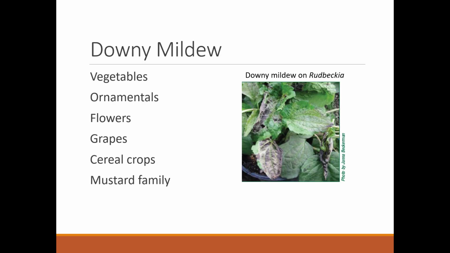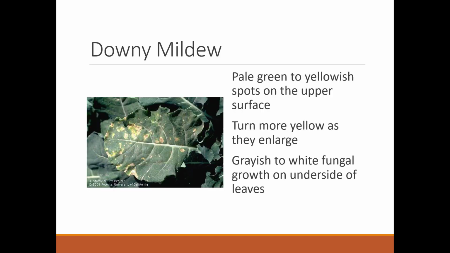Okay, downy mildew gets a number of things, but vegetables, ornamentals, flowers, grapes, cereal crops, and mustard family. Here we have it on Rudbeckia. So you get pale green to yellowish spots on the upper surface, and then they turn more yellow as they get larger. And then you have this grayish white fungal growth on the underside of the leaves. So this is something to consider when you're trying to decide whether you have powdery mildew or downy mildew. Powdery mildew will have white growth on either the top or the bottom or both, but downy mildew will only be on the underside of that with the white fungal type growth.